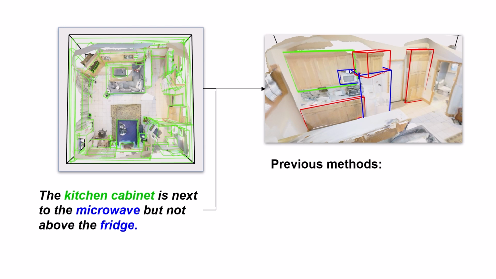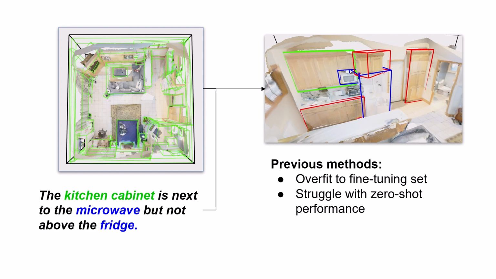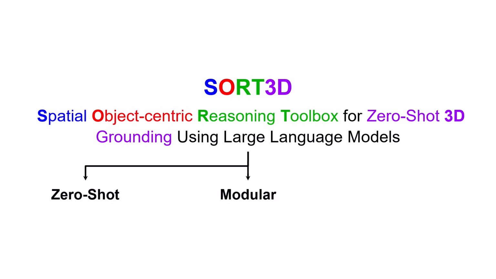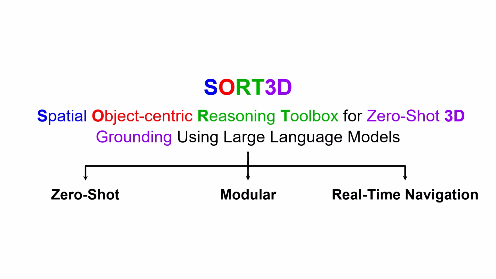As previous supervised approaches suffer from overfitting, bad zero-shot performance, and are not designed for live deployment, we present SORT3D, which combines an LLM with a spatial reasoning toolbox to obtain a visual grounding system that is zero-shot, modular, and deployable for real-time navigation.